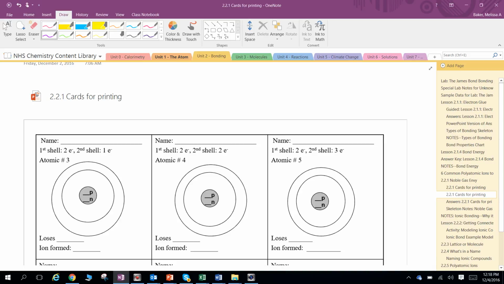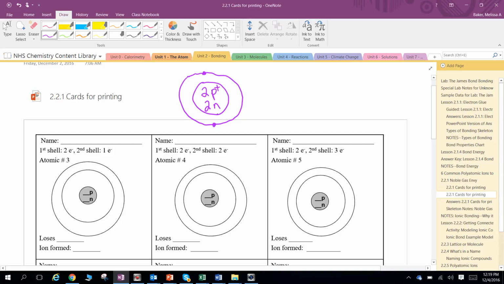Lesson 2.2.1 is all about noble gas envy, which means that the main group elements would like to have the same electron configuration as the noble gases. So for example, let's take a look at helium. Helium's got 2 protons and 2 neutrons in the nucleus. And since it's in period 1, it has 1 shell, which is really a happy shell because it's complete with 2 electrons.